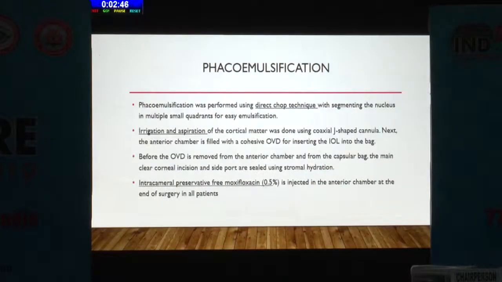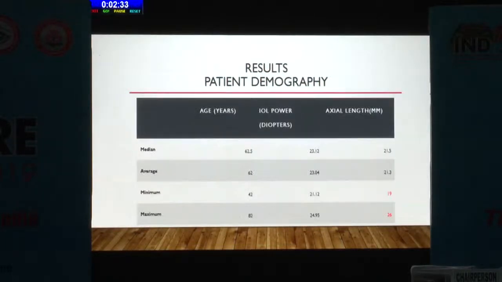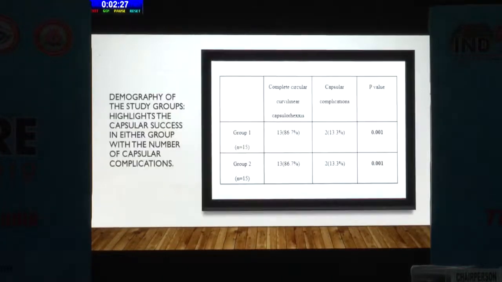So this changes a lot of perspective on how to manage it. Phacoemulsification was normal. We used the divide and chop technique. Irrigation aspiration was done using a J-shaped cannula. We used OVD to fill the anterior chamber and while implanting the IOL. And we used intracameral moxifloxacin in all our cases at the end of the surgery. For patient demography, the axial length of these eyes ranged between 19 to 26 mm. We had hyperopes and myopes in the study.